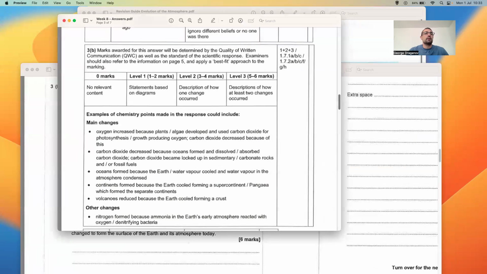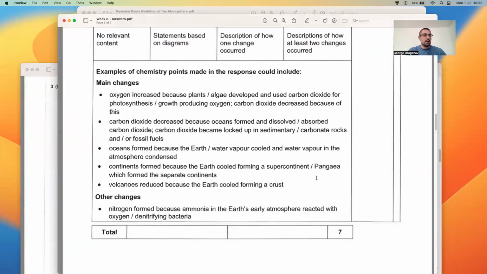Really good to understand this. This is like a very perfect summary. In fact, I'm going to screenshot it. So this is the best summary. Oxygen increased because the plants used carbon dioxide for photosynthesis. Carbon dioxide decreased as it dissolved in the oceans when the water vapor condensed. Carbon dioxide locked up in sedimentary rocks or fossil fuels.